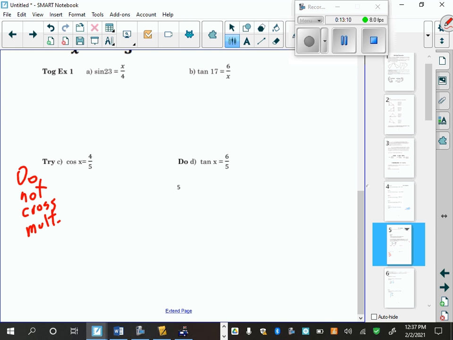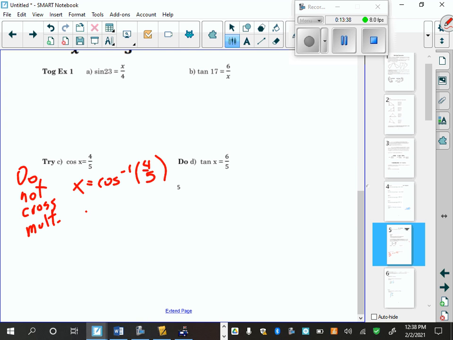This one is like the sine x we had all day yesterday. Sine x, inverse sine. So this one, when you have cos x, to get x by itself, you do the opposite of cos, which is inverse cos. If you ever have sine x, cos x, tan x, you do not cross multiply. This one, you don't have sine x. You have sine 23. You have tan 17.